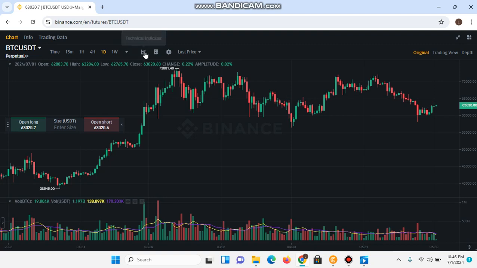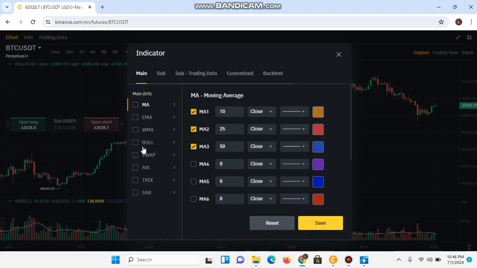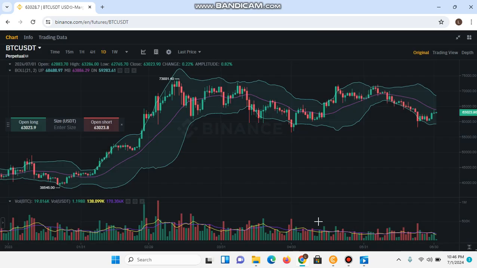Firstly, if you want to set your Bollinger Band indicator, you will come to this indicator place. Click on indicator. Bollinger Band is this BOLL. Click on it. Save. Yes. I want to teach you guys two things here. Firstly, in Bollinger Bands, we have the upper band, the lower band, and the moving average band. You see this line down here, we call it the lower band. The one up here, we call it the upper band, while the one here, we call it the moving average line.